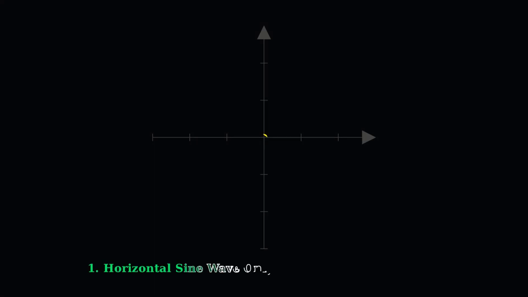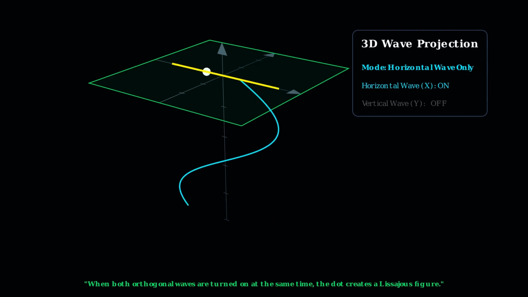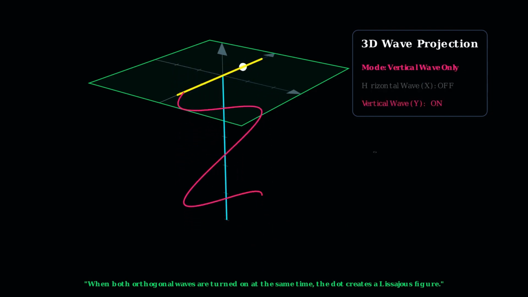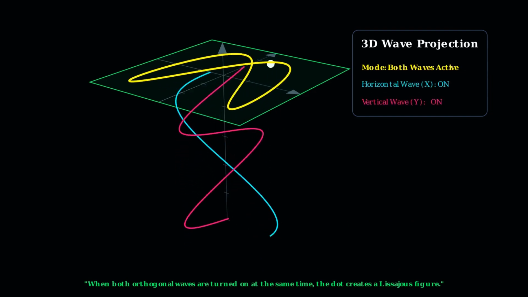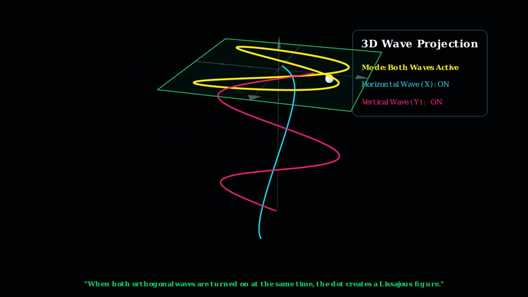Imagine a single dot moving on a screen. If we move it left and right with a sine wave, it traces a horizontal line. If we move it up and down with another sine wave, it traces a vertical line. But when we turn both waves on at the same time, the dot creates a Lissajous figure.